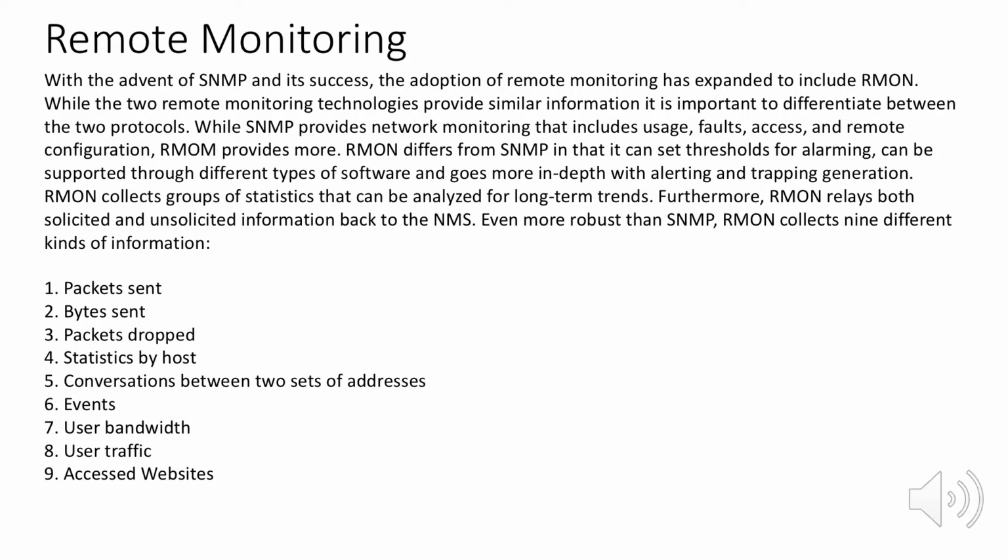RMON differs from SNMP in that it can set thresholds for alarming, can be supported through different types of software, and goes more in depth with alerting and trap generation. RMON collects groups of stats that can be analyzed for long-term trends. Furthermore, RMON relays both solicited and unsolicited information back to the NMS, even more robust than SNMP. RMON collects 9 different kinds of information.